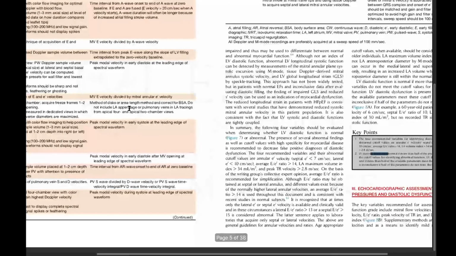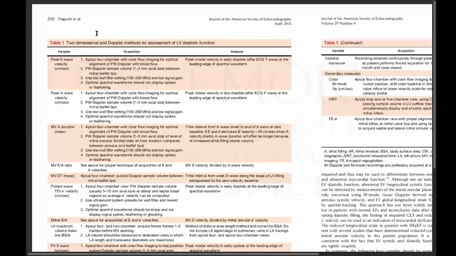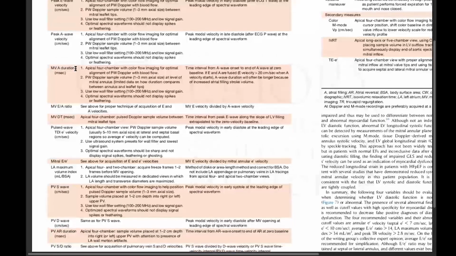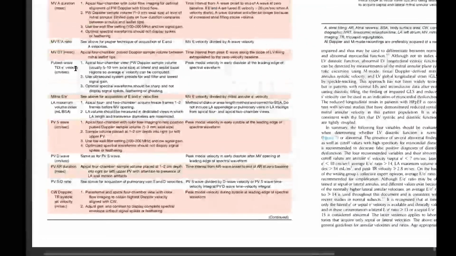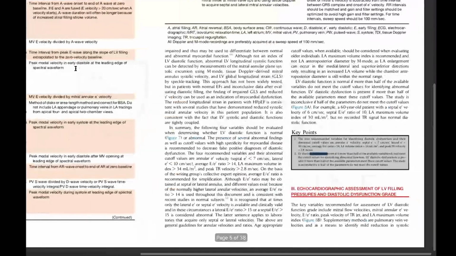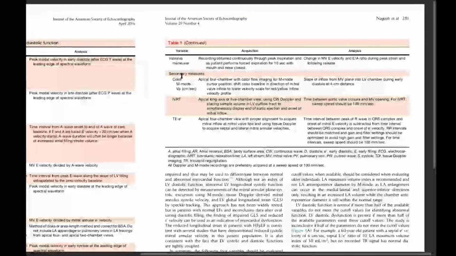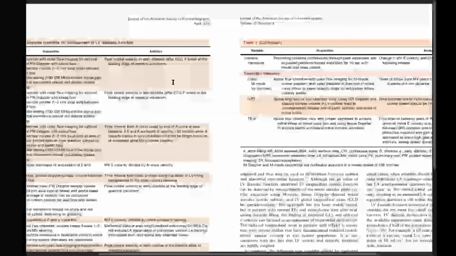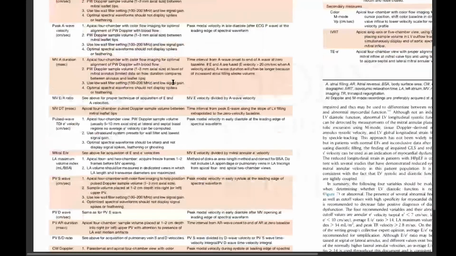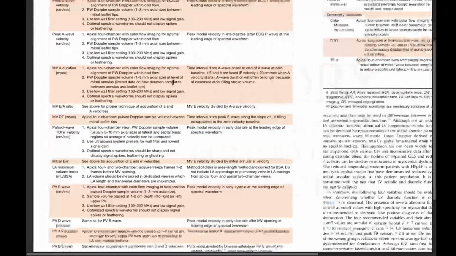Now, to give you some more orientation, if you look at this very busy table looking at the assessment of diastolic dysfunction, the E, the A, all these things, there are many that are really not as clinically relevant, but it's important to at least have some idea that these are parameters for diastolic function assessment.